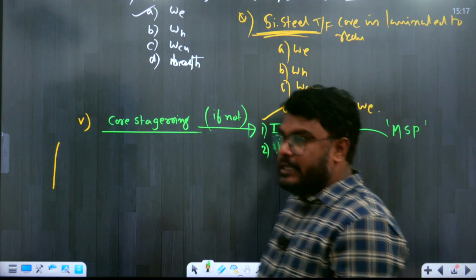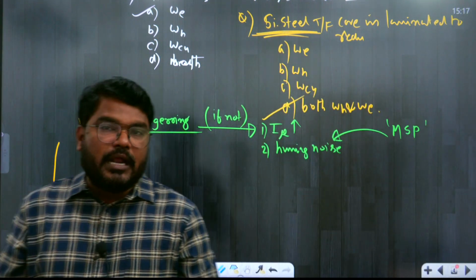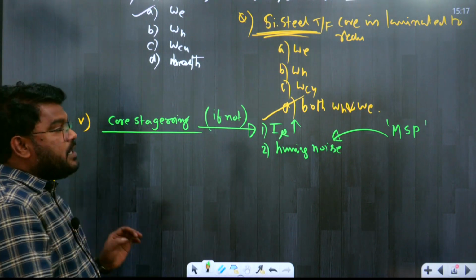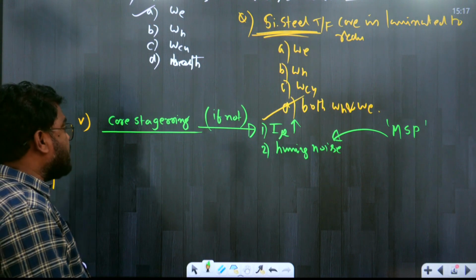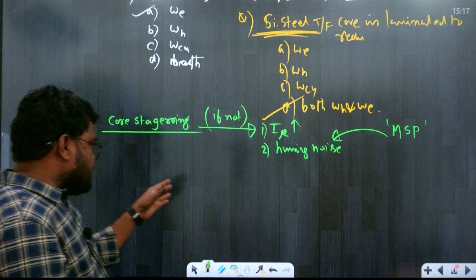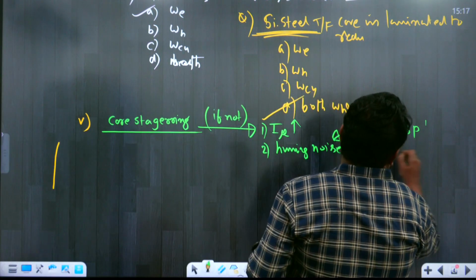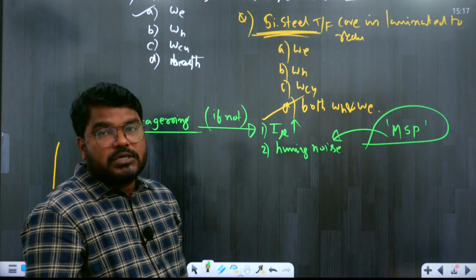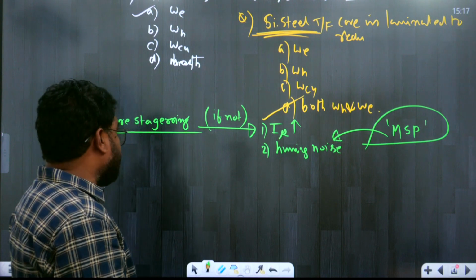It is a tendency of the magnetic material to vibrate when the time-varying flux passes through it. This is the humming noise. What is the phenomenon that causes noise in a transformer? That is the magnetostriction phenomenon. This is also another possibility of a question.